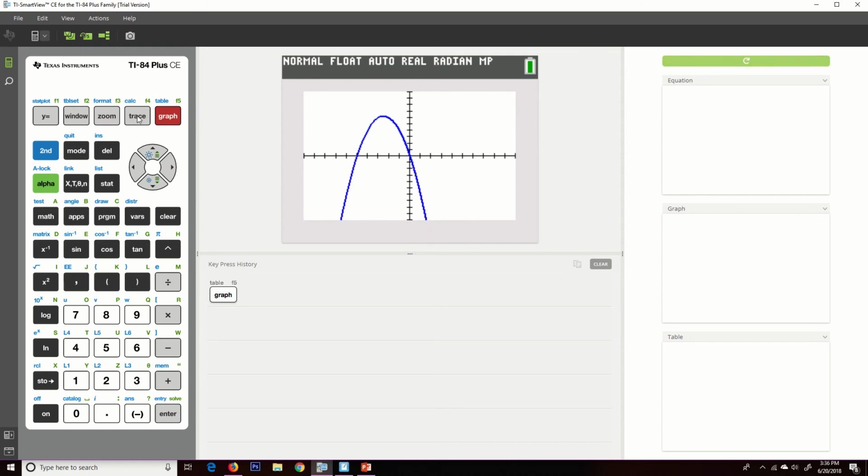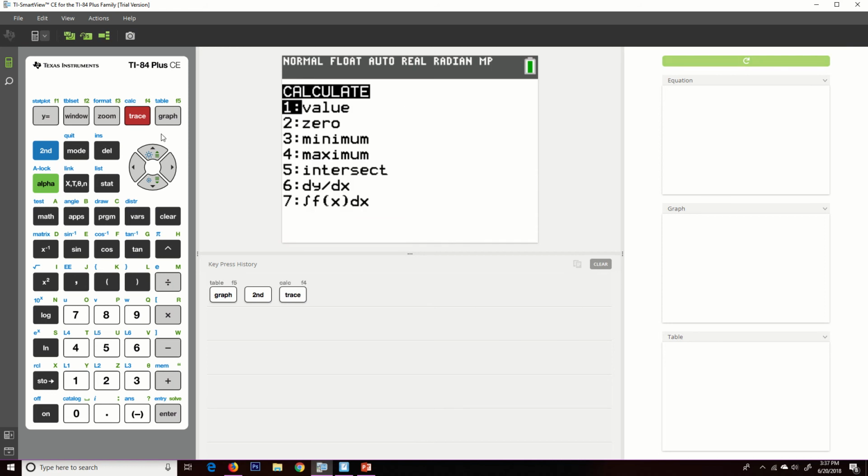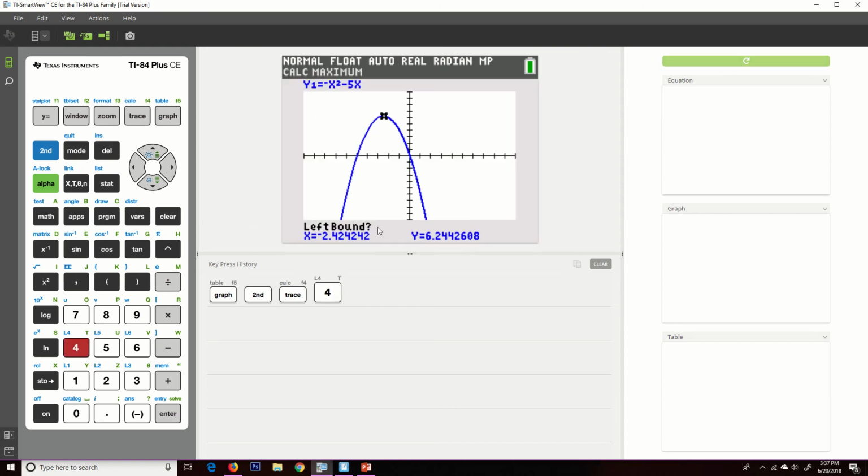So once again, we're using the trace key, but we never use the trace key alone. That's never going to be accurate enough for us. And we're always going to use the second function. So I'm going to go second, I'm going to go trace. I'm going to bring up my maximum function in this case. So we're going to hit 4. I'm going to go a little bit to the left of where I think the maximum is for this particular one. Enter. And I'm going to go a little bit to the right of where I think that function is.